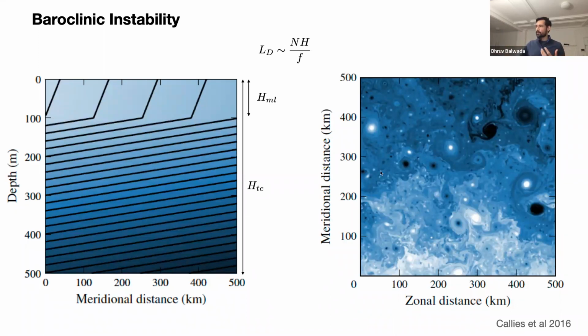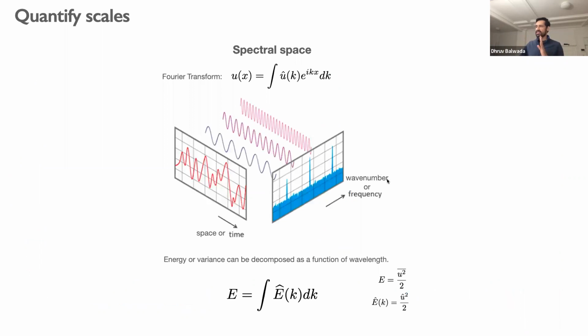Just as an aside, before I move to the next slide, I wanted to point out how we will study what's happening in scales over here. Usually that is done in spectral space. For example, if you have some signal like this red line over here that varies in space or time, we call it u(x), we can decompose that using a Fourier transform into different modes. Once we have done that decomposition, each mode has a characteristic wavelength that corresponds to the length scale of that mode.